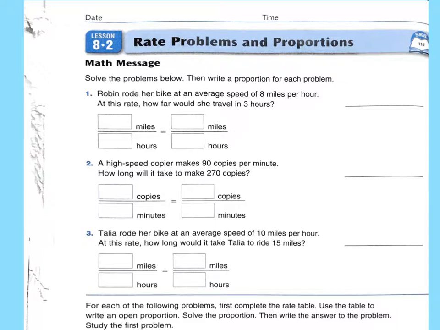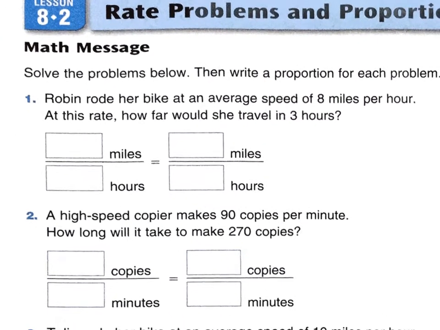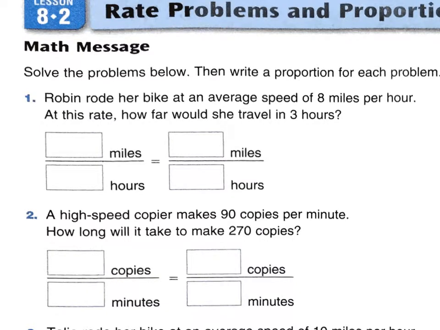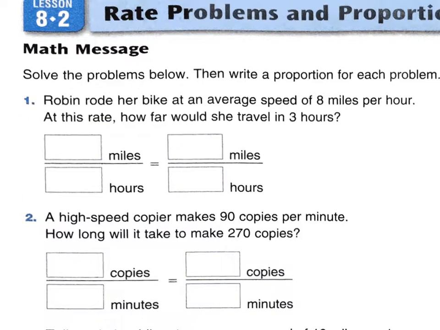Number 1, Robin rode her bike at an average speed of 8 miles per hour. I'm going to stop right there because I found some information that I can use. She rode at an average speed of 8 miles per hour, which means 1 hour. So just to make sure you see where I'm getting that from, I'm going to highlight that part right there in blue to match that color.